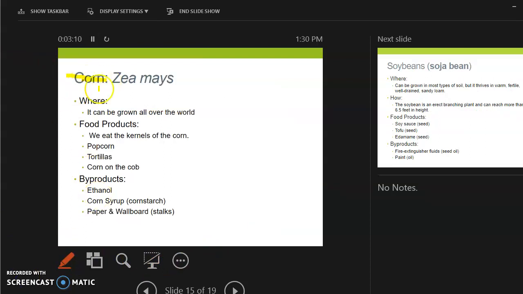Okay, so corn. It can be grown all over the world. The food products that we get, we eat the kernels of corn for popcorn, tortillas, corn on the cob. The byproducts that we get are ethanol, so gas, corn syrup or cornstarch, and paper or wallpaper. You're going to use the stalks for paper or wallpaper.